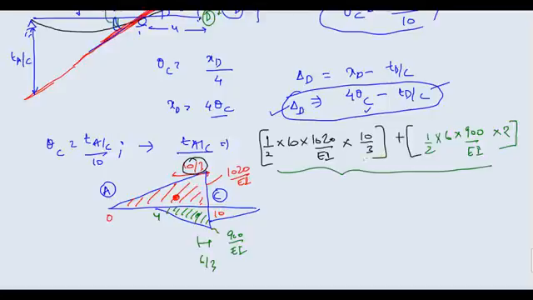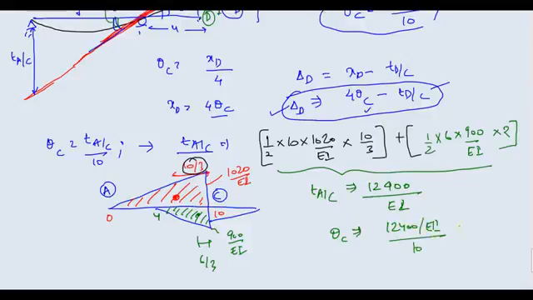You solve it. I think this value will come out to be 12400 by EI, T A upon C. There may be a calculation mistake; if there is, solve it on your own. 12400 upon EI divided by 10, so it is 1240 upon EI. Theta C value is 1240 upon EI. I think one of these things we have calculated. Theta C is there. Now we want T D upon C.